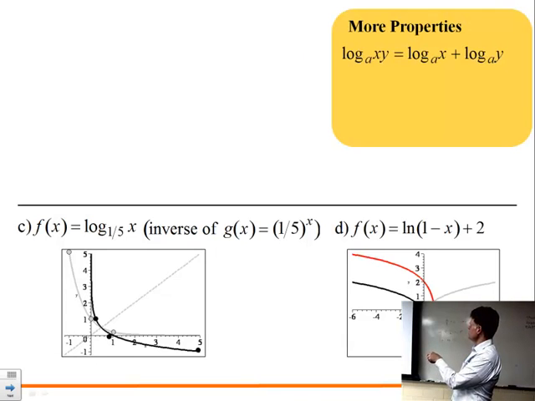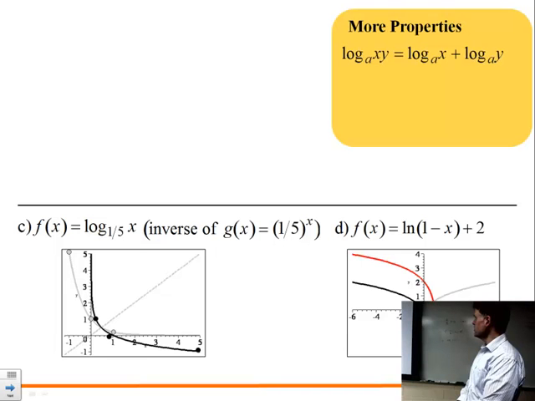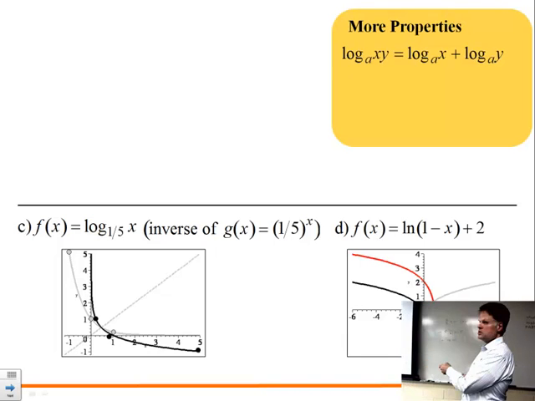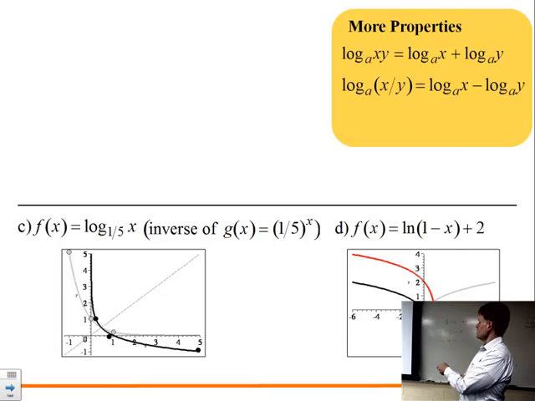If I take the log of a product, it's the sum of the logs. So a log turns a product into a sum. And here, of course, for this to be true, everything has to be well defined. So x and y both have to be positive for you to use this. This is called the product rule.